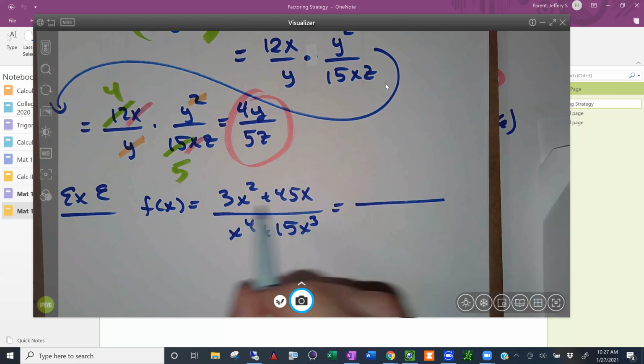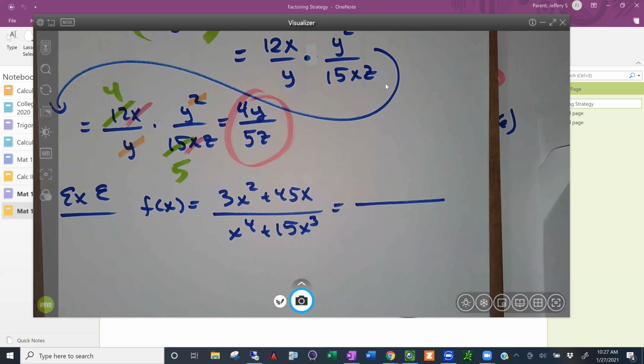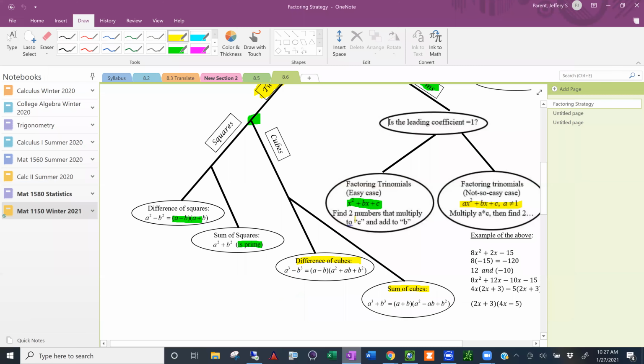So let's take a look at the numerator. This is not the sum of squares or the sum of cubes. In fact, what is it? How can I factor this one? You find the GCF. Perfect. The very, very first thing you always do when factoring is look for the GCF.